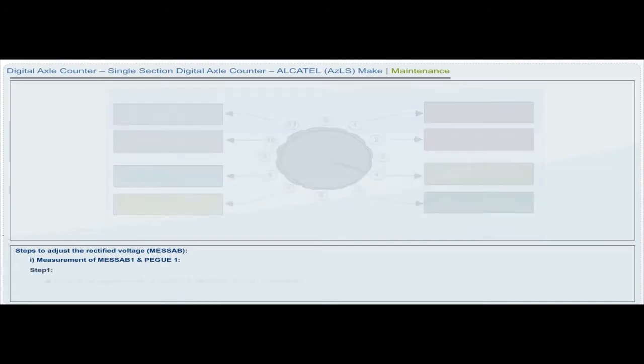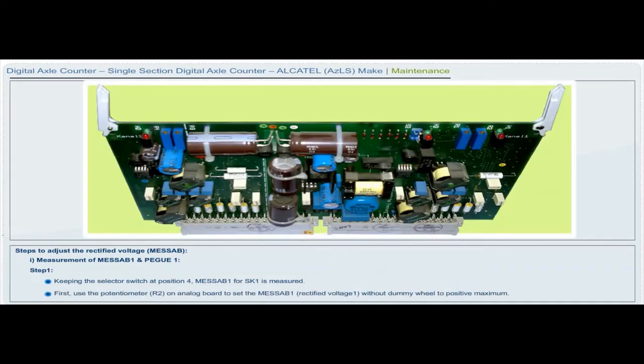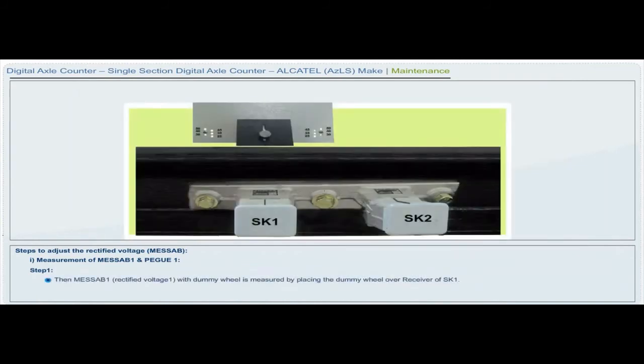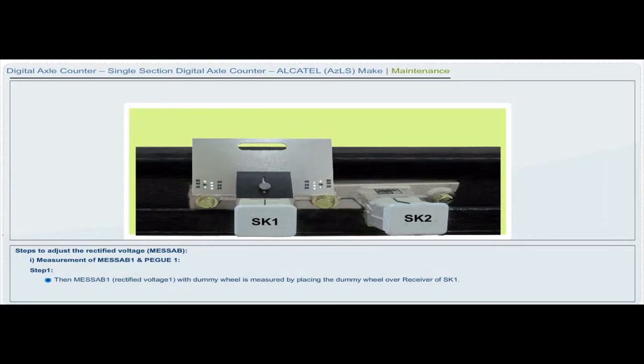Step 1. Keep the selector switch at position 4. MESAB1 for SK1 is measured. First, use the potentiometer, that is R2 on the analog board, to set the MESAB1, that is rectified voltage 1 without dummy wheel, to positive maximum. Then MESAB1, that is rectified voltage 1 with dummy wheel, is measured by placing the dummy wheel over the receiver of SK1.